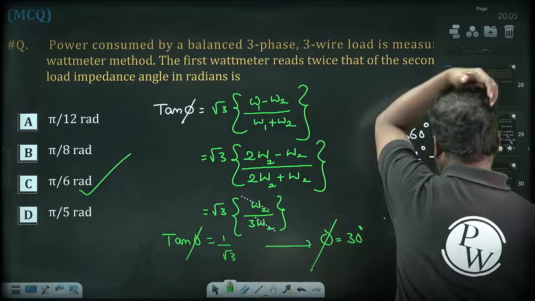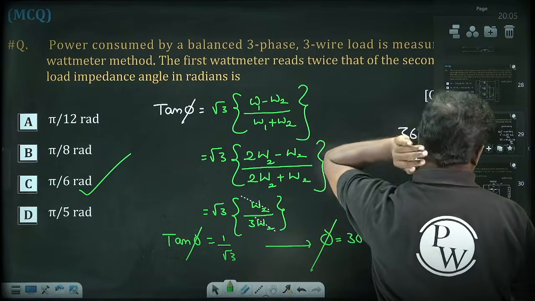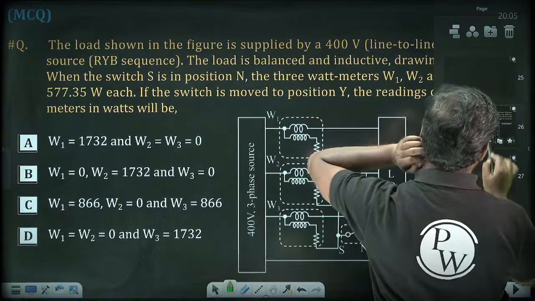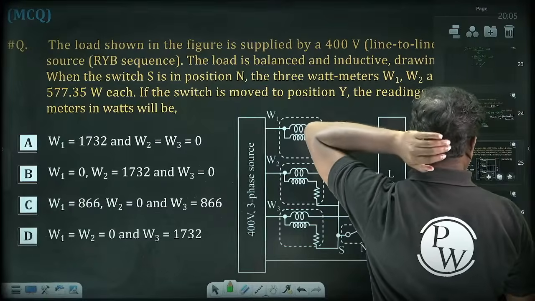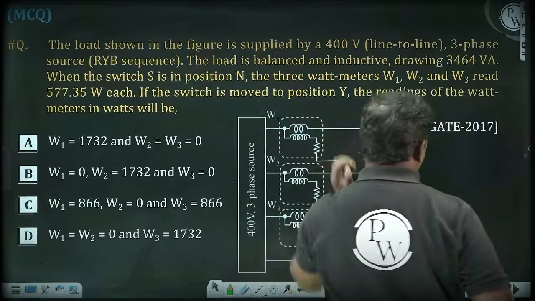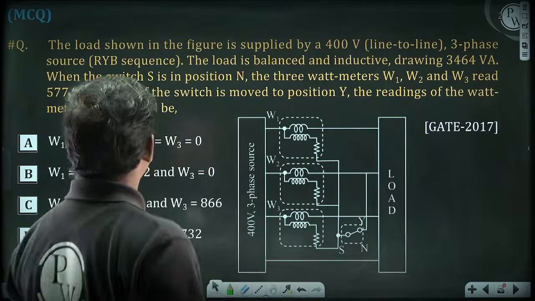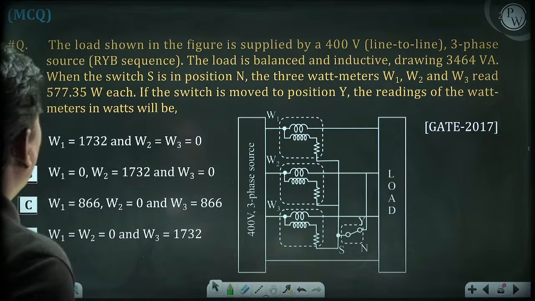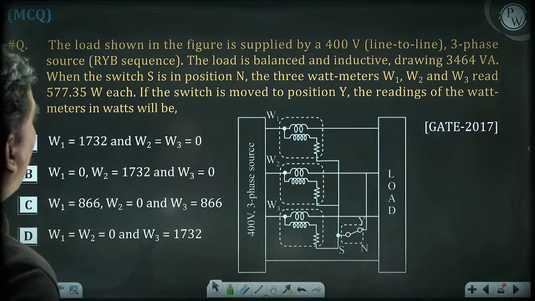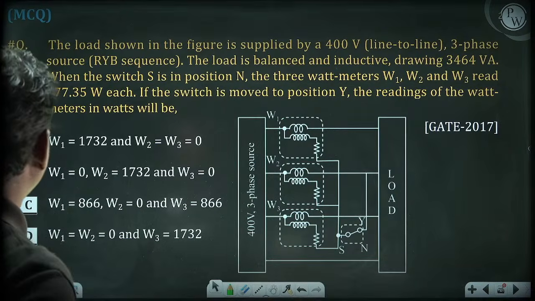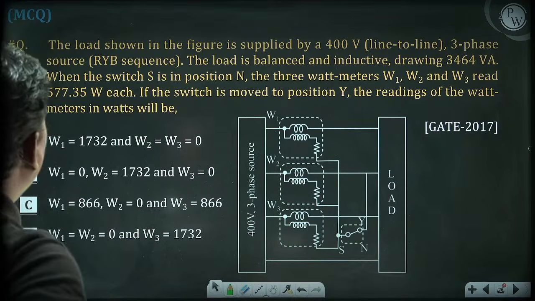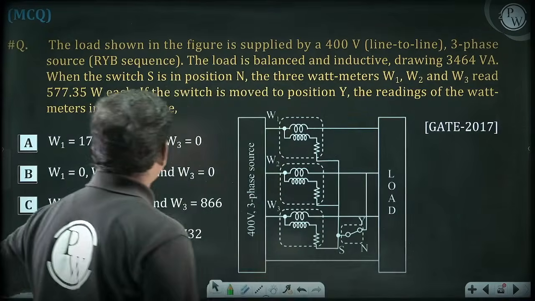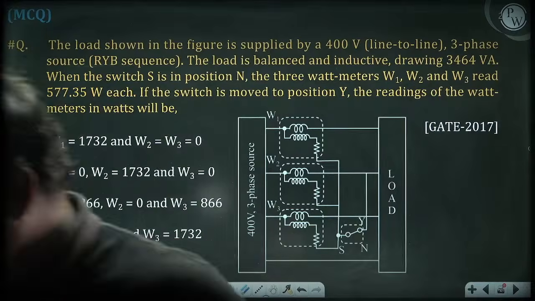Let us go for the next question. Answer this question, make it fast. The load shown in the figure is supplied by a 400 volts 3-phase source. The load is balanced and inductive, drawing 3464 volt ampere. When the switch S is in position N, the 3 wattmeters W1, W2, W3 read 577.35 watts. So try to understand and do this question.